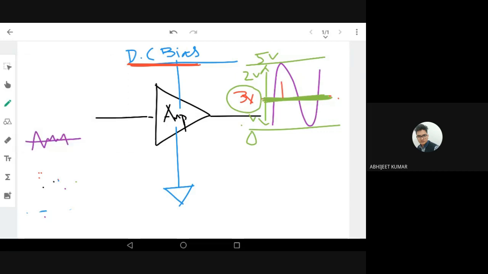If the Q point shifts higher, what happens? The top portion gets clipped. Now I don't get the top portion; the bottom portion I may get. I cannot move it down also, because again the output will not be proper. The output will be clipped. So this is the importance of the DC operating point, the Q point.